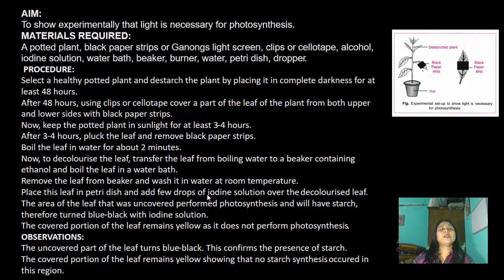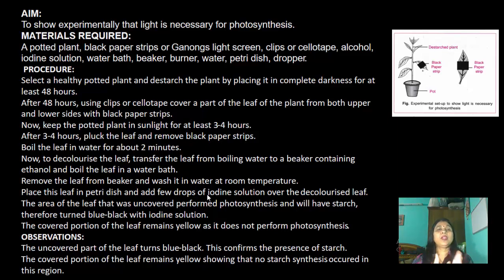Now the next is to show experimentally that light is necessary for photosynthesis. Materials required are the same. The procedure is, you have to select a healthy potted plant. You have to de-starch it by keeping it in darkness for at least 48 hours. After 48 hours, using clips or sellotape, cover a part of the leaf of the plant from both upper and lower side as shown in this figure. You can see that the upper and lower portion is covered with black paper.